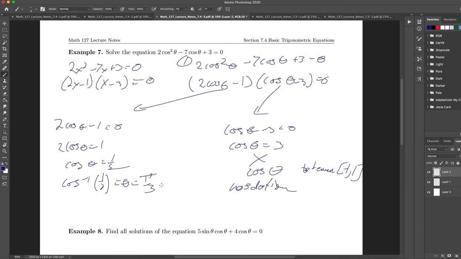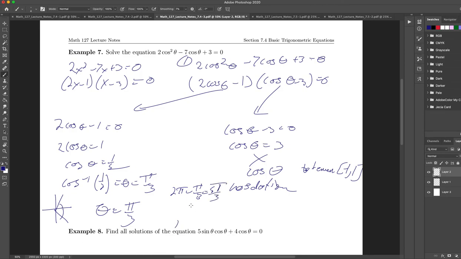So that's in the first quadrant. Cosine is positive in the first quadrant and in the last quadrant. And so here I have pi over 3. So where's this one? This would be 2 pi minus pi over 3, or minus pi over 3 would be fine. But just for sake, let's keep everything positive. The other one occurs at 2 pi minus pi over 3, which gives us 5 pi over 3.